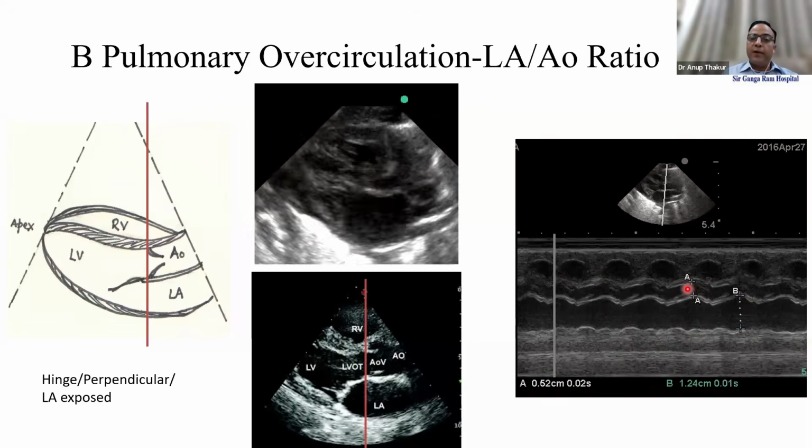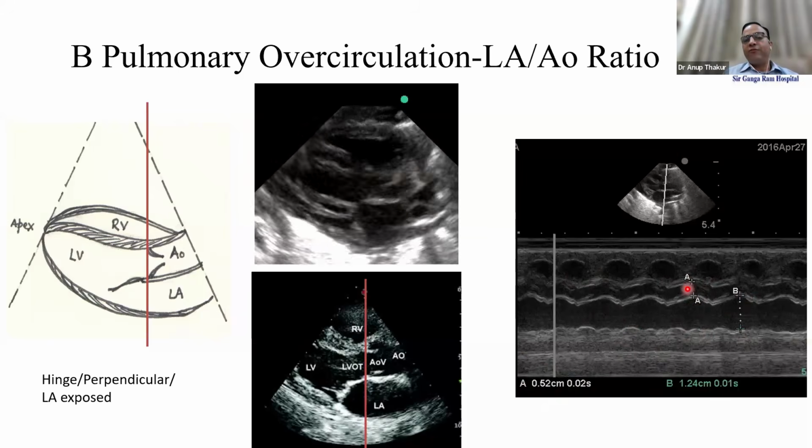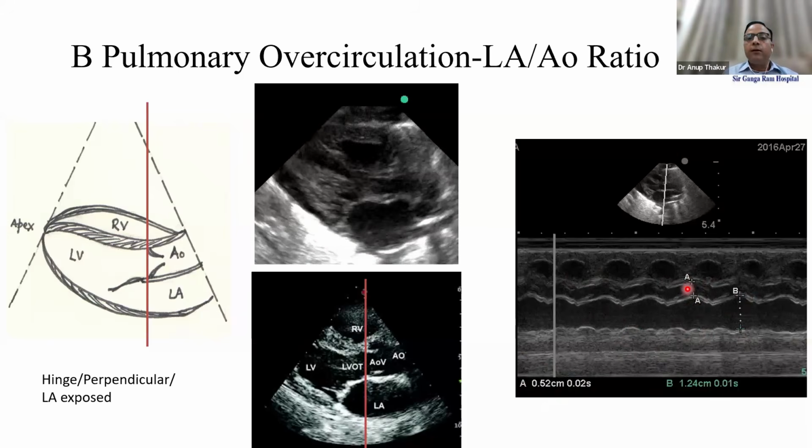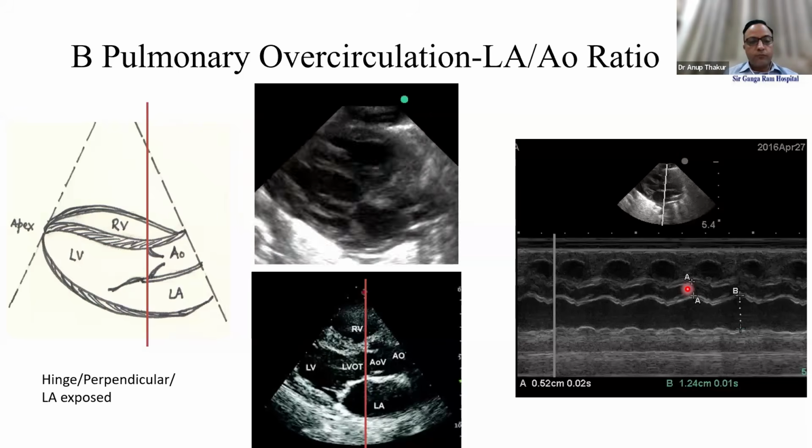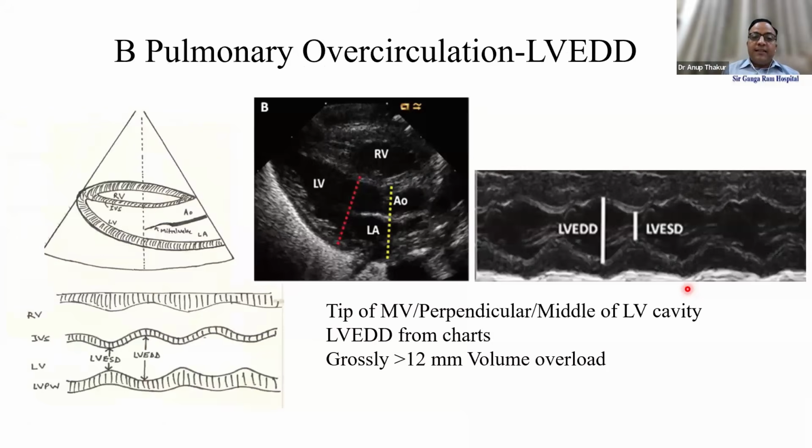Grossly speaking, an LA aortic ratio of more than 1.4 has been taken as significant, but I am worried when the ratio is close to 1.8 to 2. Then in the same view, if you move towards the ventricles instead of the aortic valve, if you cut the M mode towards the ventricles, then what happens?